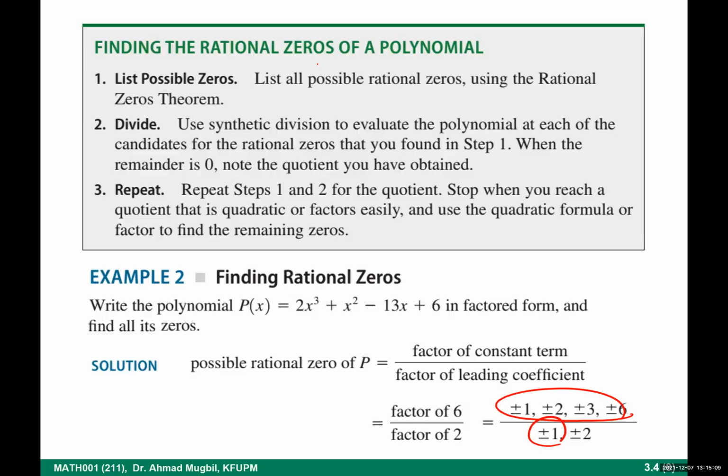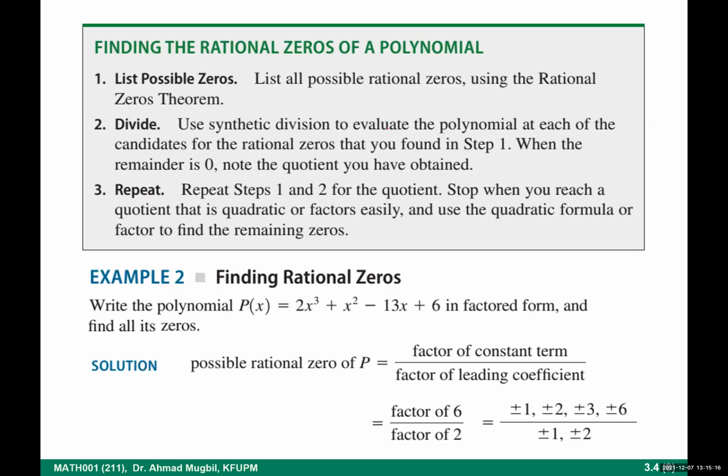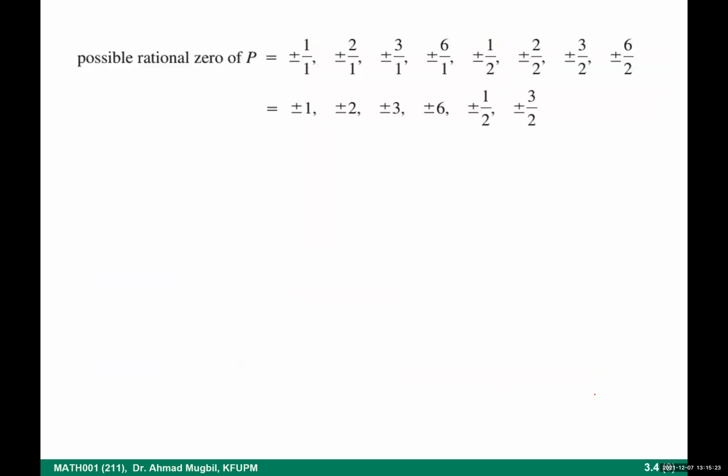Then divide all of these by 2. You will get, without repetition of course, this. For example, here, when we divide ±2 by ±2, you will get ±1, which we already obtained. It is repeated. So how many possible rational zeros do we have here? 12. 12 nominated numbers to be rational zeros for this polynomial. Continue. I will leave the rest for you to continue.